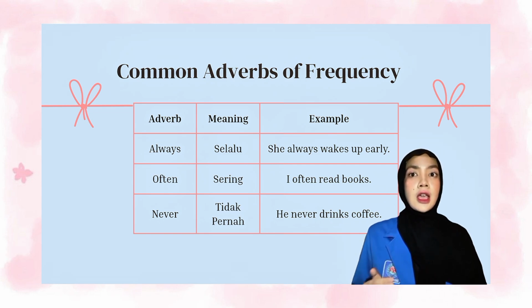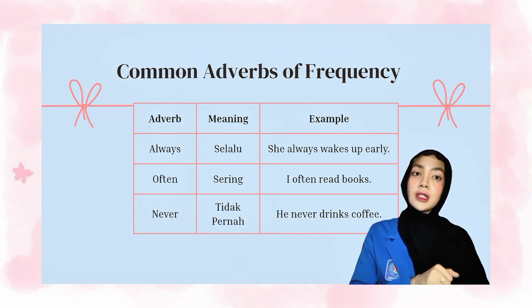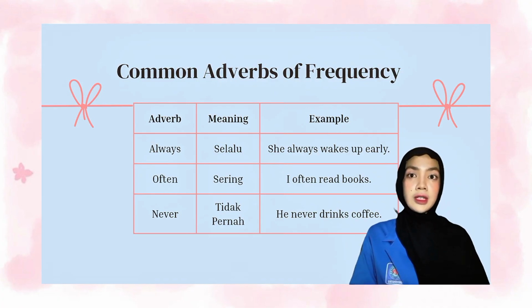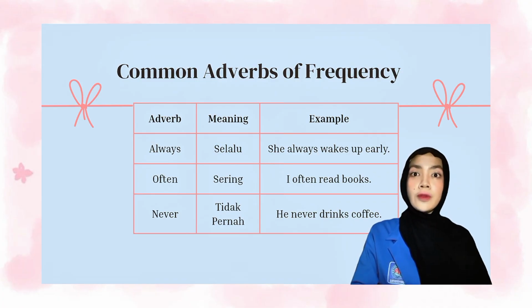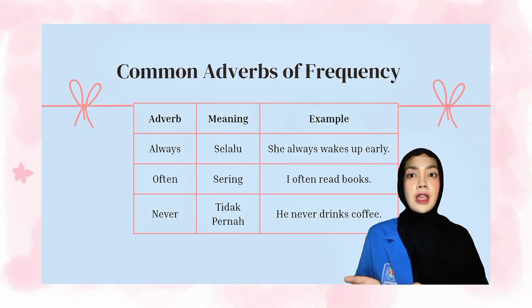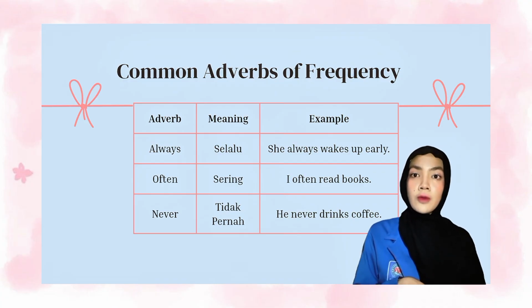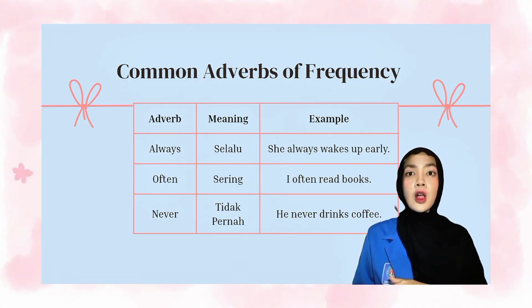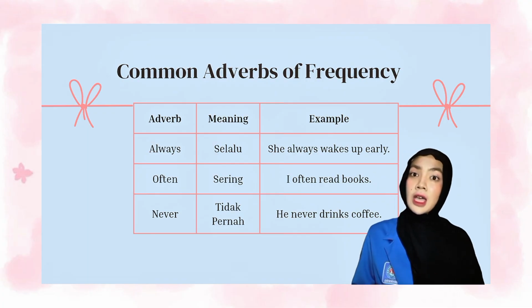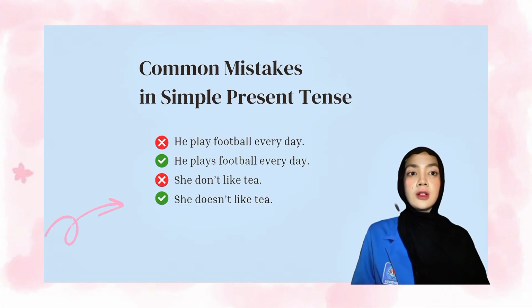Slide 6. Here are some common ones. Always. Example, she always wakes up early. Often, I often read books. Never, he never drinks coffee. This adverb tells how frequently something happens: every time, sometimes, or never at all.